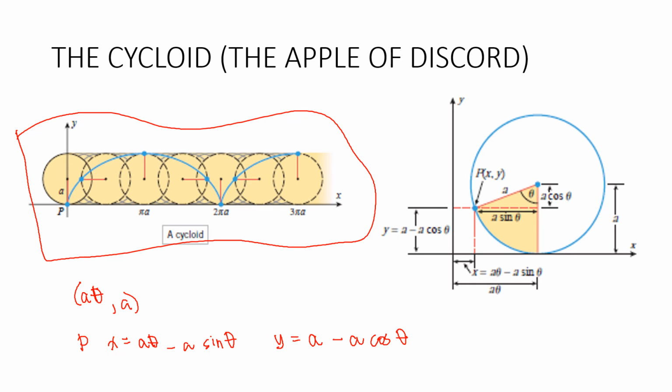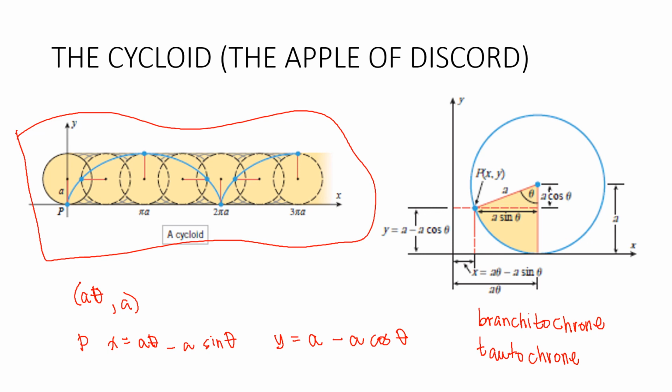So the cycloid is also important historically because it provides the solution of two famous mathematical problems: the brachistochrone problem, taken from the Greek words meaning shortest time, and the tautochrone problem, which means equal time.